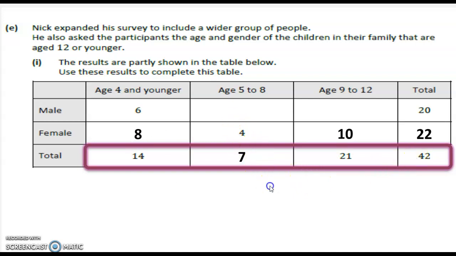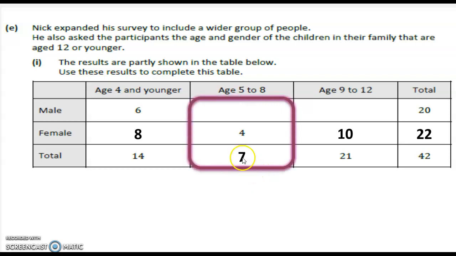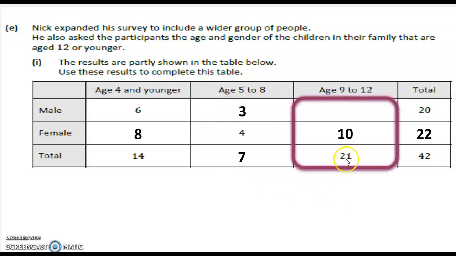And the last couple here. This one in the middle, 7 in total, 4 are females, so 7 minus 4 must mean there are 3 male. And similarly here, 21 in total, 10 are female, 21 minus 10 is 11 male.